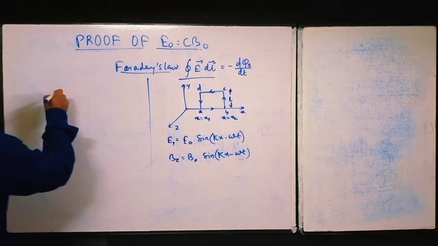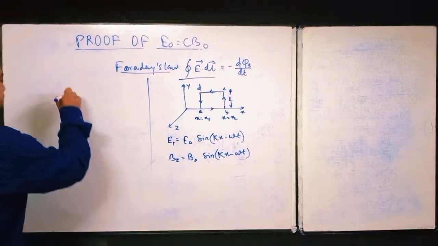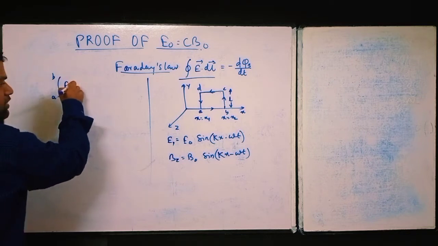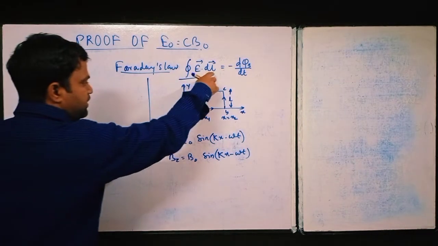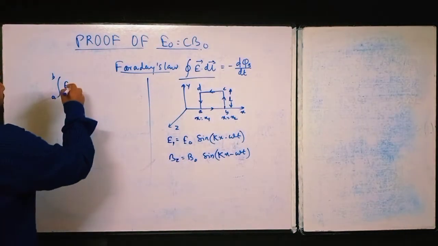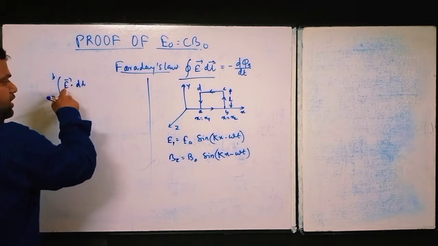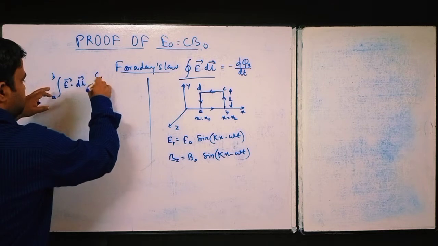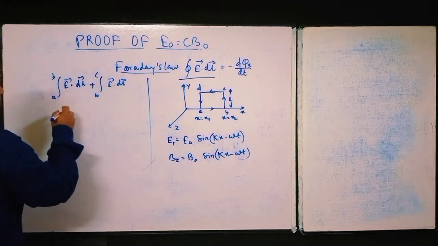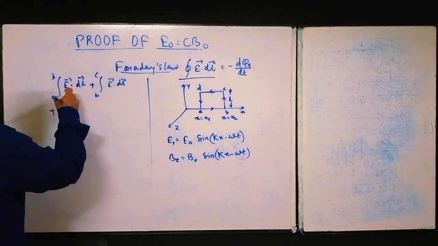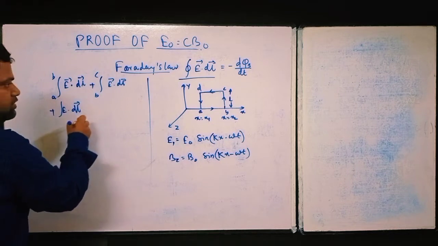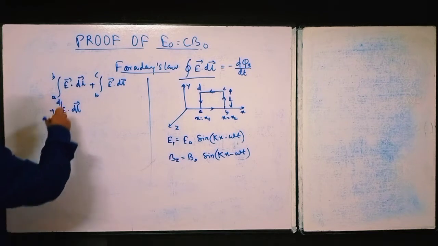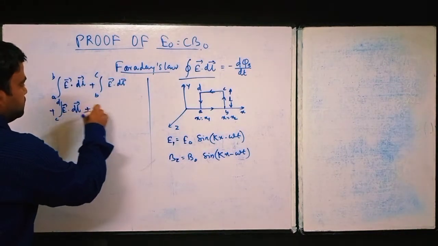So for the closed loop we'll calculate ∮E·dl, which is the integral from A to B of E·dl, plus the integral from B to C of E·dl, plus the integral from C to D of E·dl, plus the integral from D to A of E·dl. A to B, B to C, C to D, D to A. We are calculating the integral over the line.